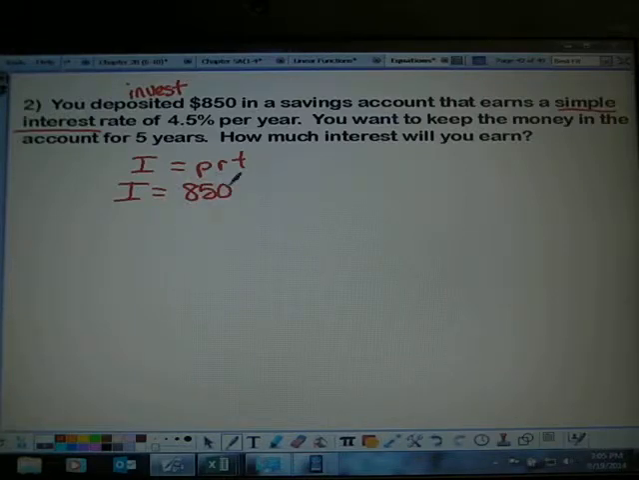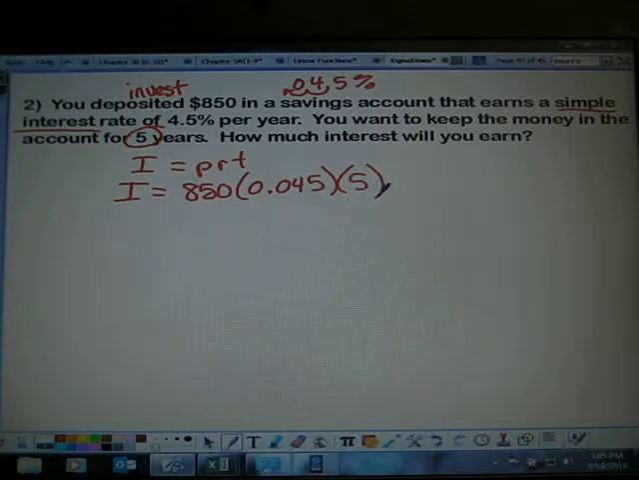$850. Our rate is 4.5, so 4.5% means I have to move that decimal 2 places to the left. So it's 0.045. Time, we're leaving it in there for 5 years. Multiply that out, and you get I equals 191.25.